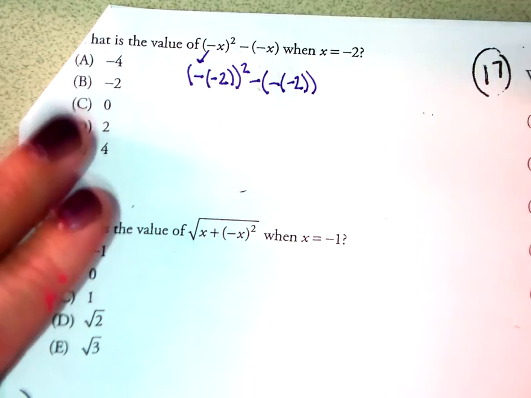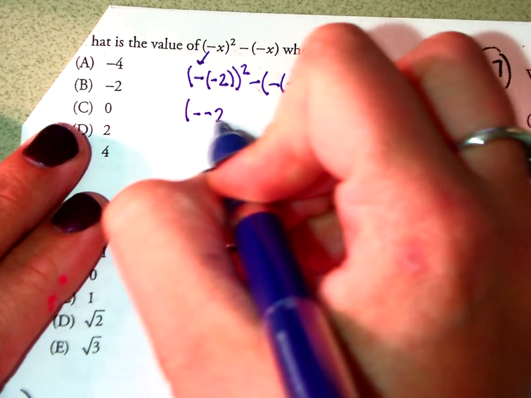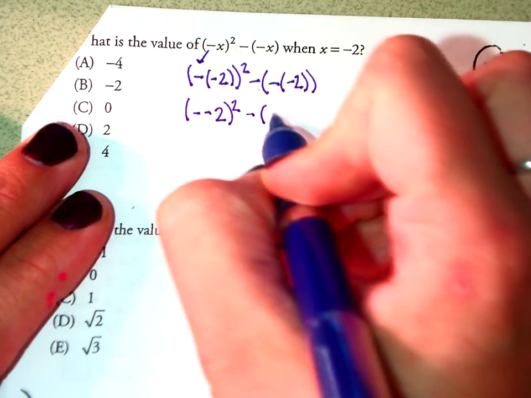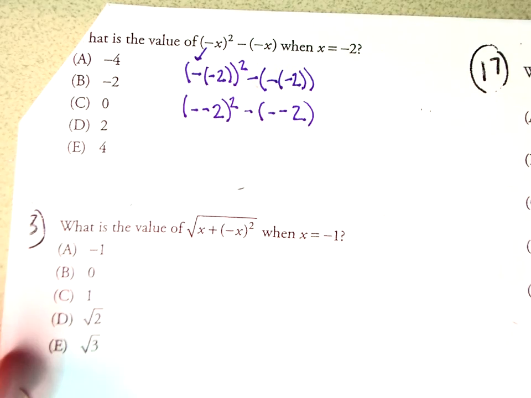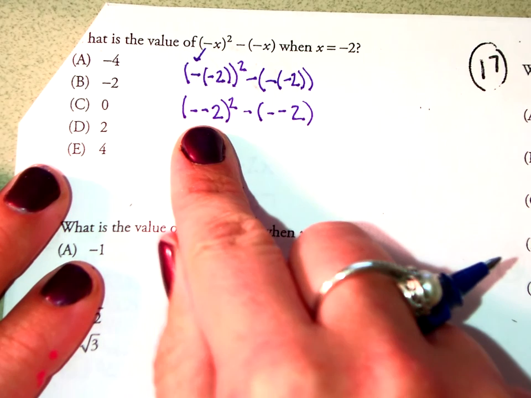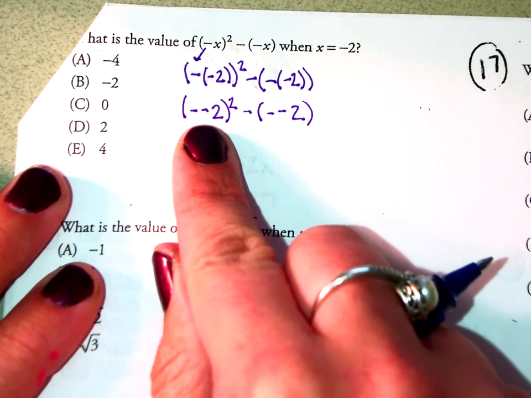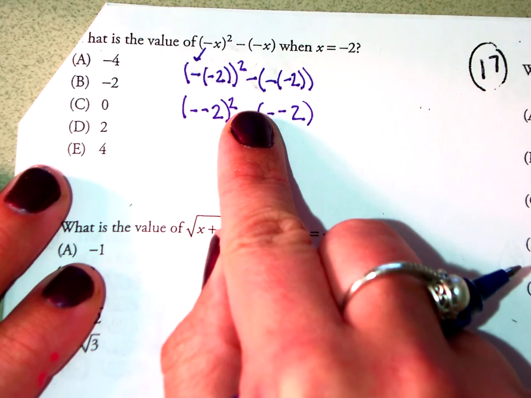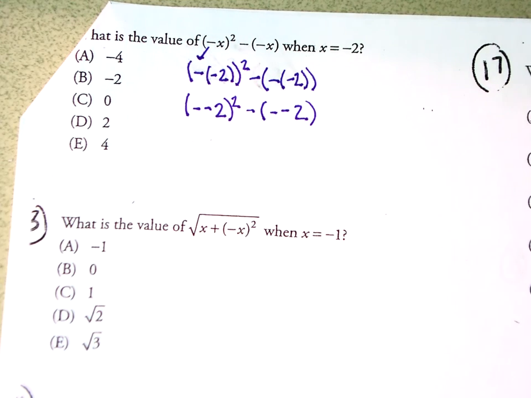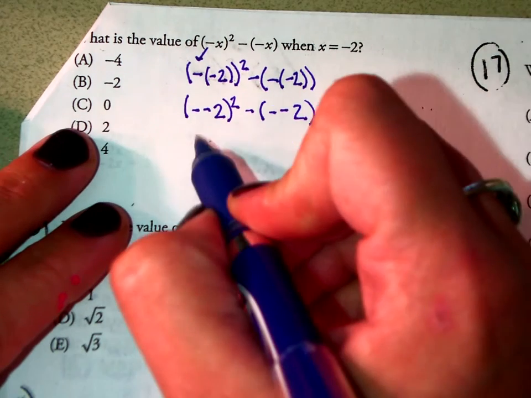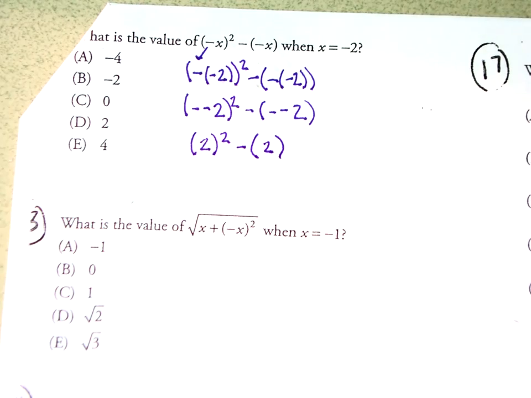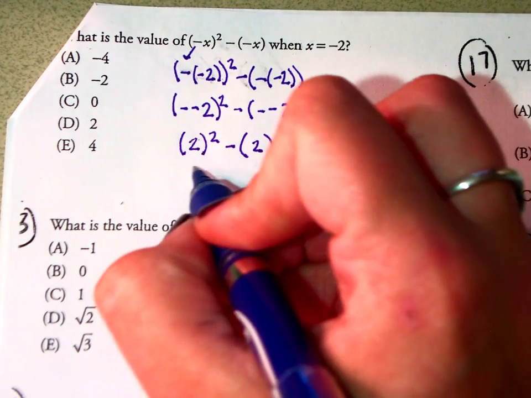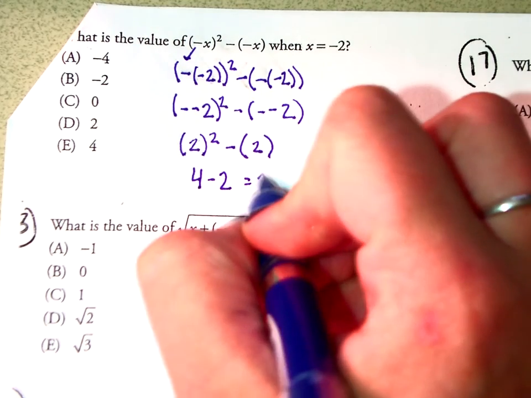Now, you could write it this way, depending on your comfort level and your understanding of what is happening mathematically. These are the same thing. So basically what's happening is these double negatives are going to become positive. The reason you can do that is because they're both inside parentheses when they're being raised to an exponent. As long as they're together in the parentheses, that's possible. So this now will just simplify to 2 squared minus 2. So 2 squared is 4, 4 minus 2 is 2, for an answer of D.